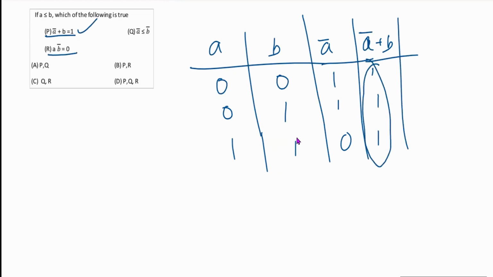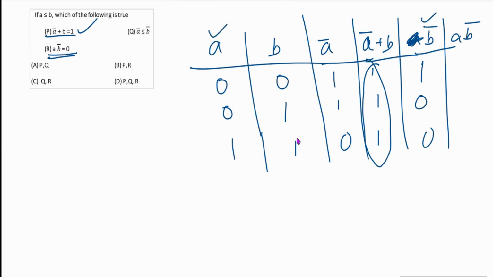Let's come to this R. This R is A into B bar. First I will calculate B bar, that is 1 0 0. Then I will calculate A B bar, basically the multiplication of this and this. So that is A into B bar, that is 1 0 into 1 is 0 0 and 0.